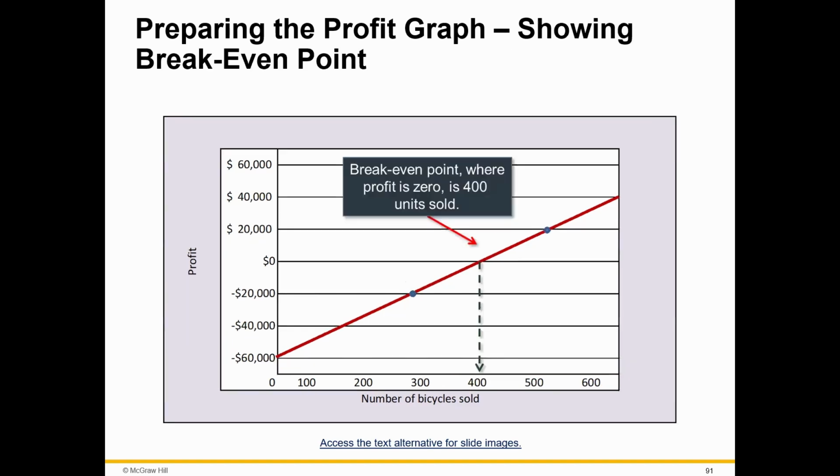And then we see here that the sales volumes plotted on the graph are for 300 and 500 bikes, and the break-even point is 400 bikes. So at 300 bikes, we know we would be at a loss, and then at 500 bikes, we would have 20,000 in profit. At 400 bikes, we would be at zero profit.